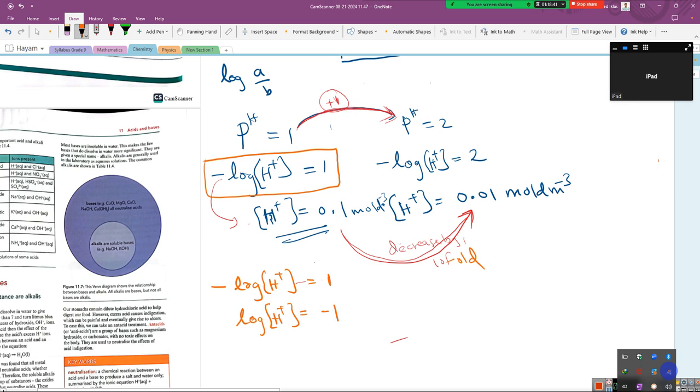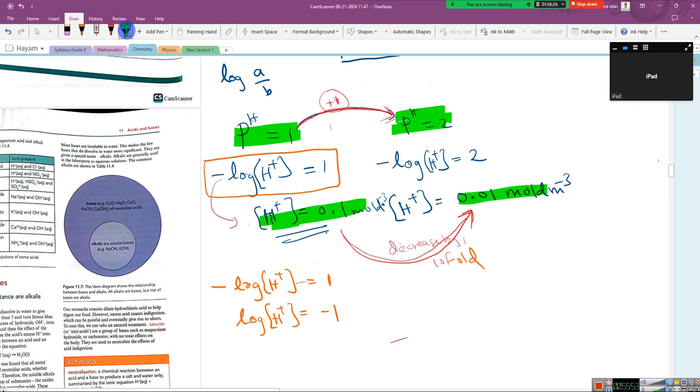I wasn't able to hear you when you were saying this. Okay, so now, so far you have understood, right? So here, what is the summary? If pH is increased by 1 unit, then H plus concentration will reduce by 10-fold.